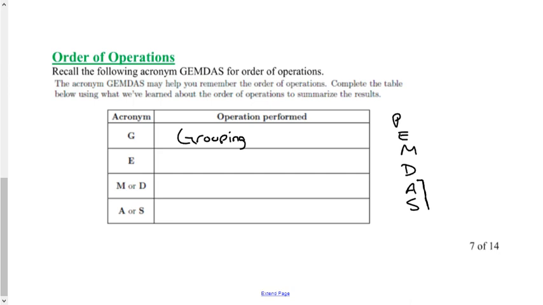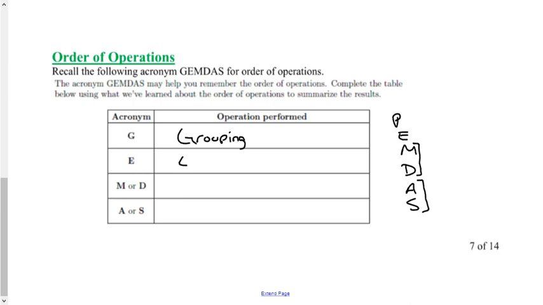PEMDAS, hopefully anybody that learned this was told how these are grouped together. Addition and subtraction are the same level of importance. Multiplication, division, the same level of importance. First you do parentheses, then exponents. GEMDAS is the same idea. Sometimes people get a little confused if there's not parentheses. They think they don't have to do it, but you do need to group things appropriately. So make sure you group your numbers appropriately.